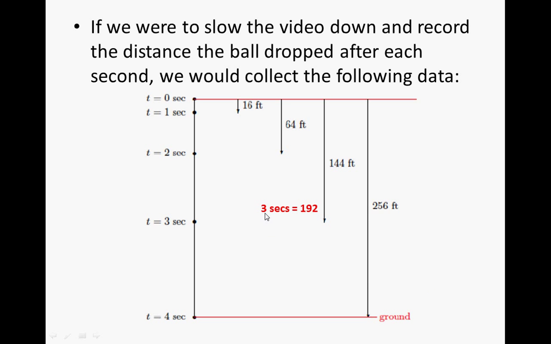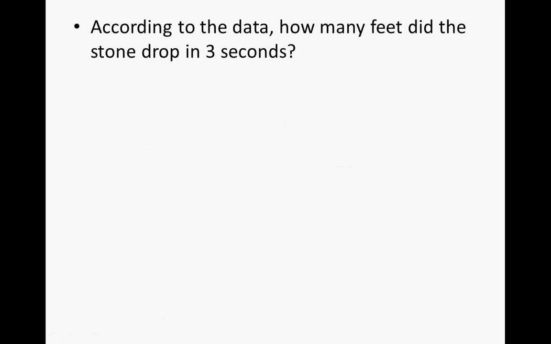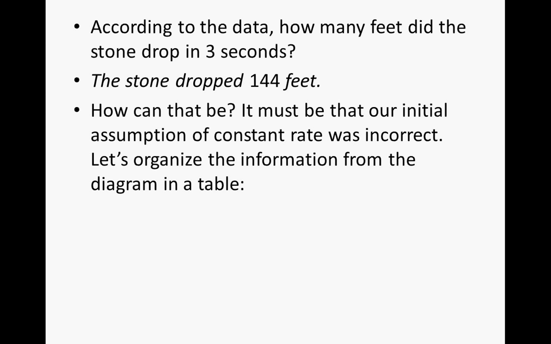So we were saying that 3 seconds was 192 feet based on our example 1. However, if we look at 3 seconds, the ball actually dropped only 144 feet. So how is this so? According to the data, how many feet did the stone drop in 3 seconds? Which we just noted, it dropped 144 feet. So how can that be? It must be that our initial assumption of constant rate is incorrect.